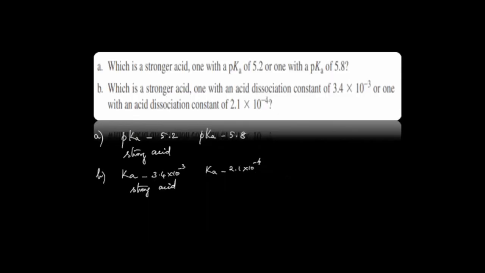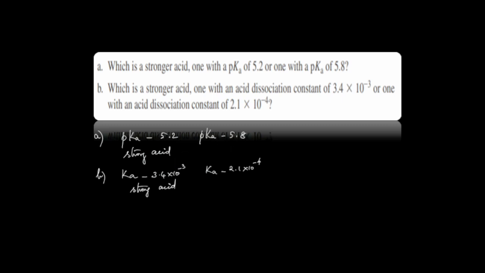Now I will ask a question. Which is a stronger acid, one with a pKa of 5.2 or one with a pKa of 5.8? You can answer. We have seen that if the pKa value is low, then it will be a strong acid. If the pKa value is high, it will be a weak acid. So the acid with the pKa value 5.2 will be the strong acid, and the one with pKa 5.8 will be considerably weaker than the previous one.